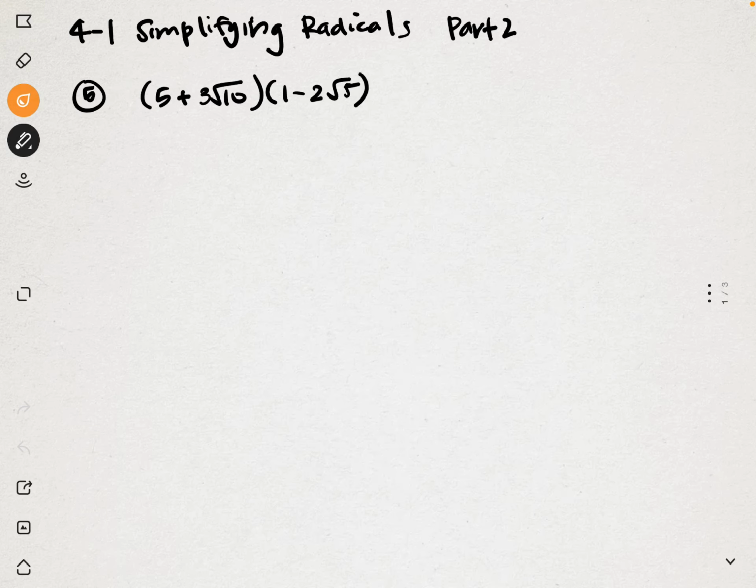Today we're looking at 4-1 simplifying radicals part 2. So we're going to go into a little bit more complex stuff, but we should be able to carry our momentum from the other day into this one and do pretty well.